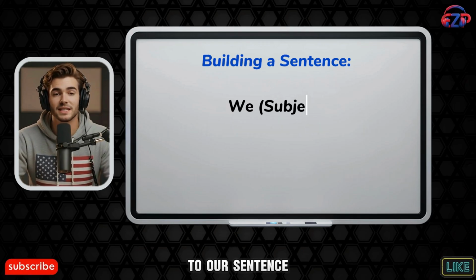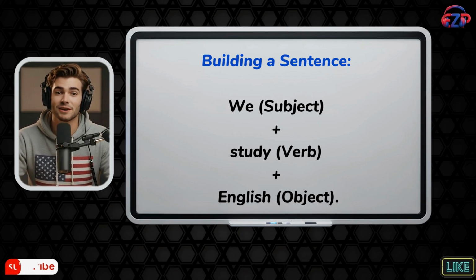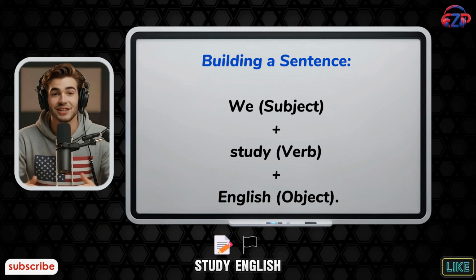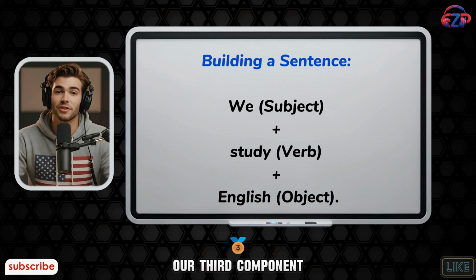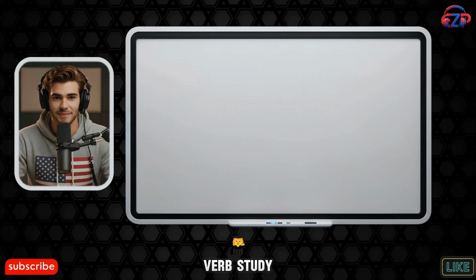Let's go back to our sentence. We study. This is a complete idea, but we can add more information. We can ask, we study what? The answer is our object. We study English. So English is our third component. It receives the action of the verb study.